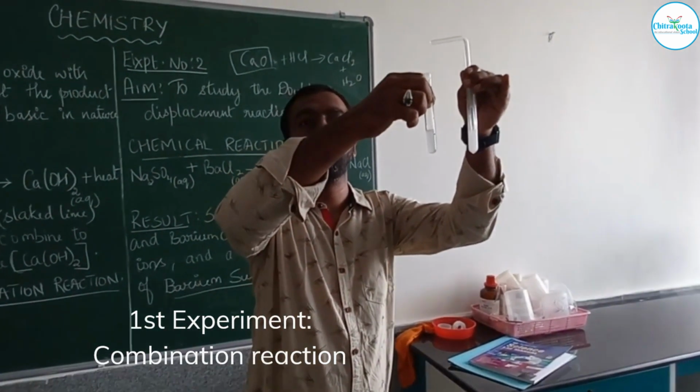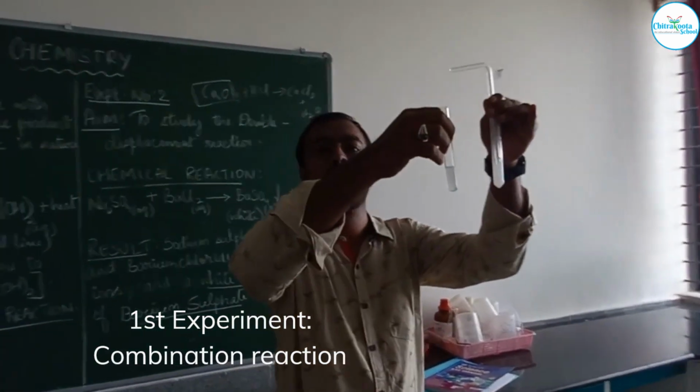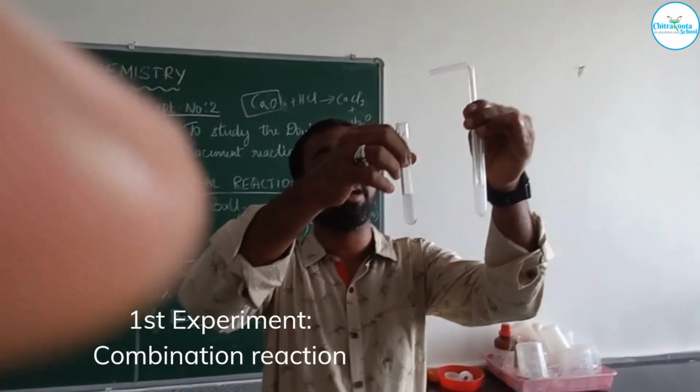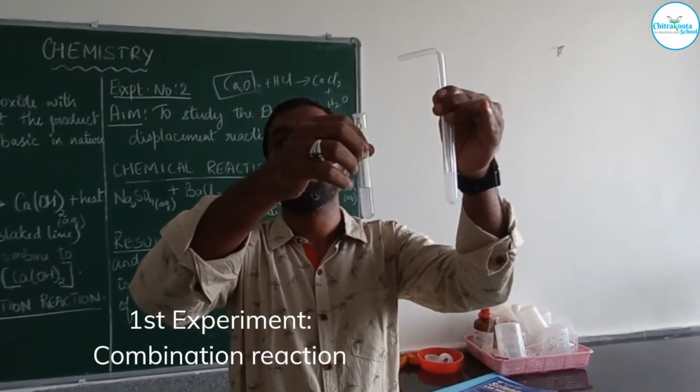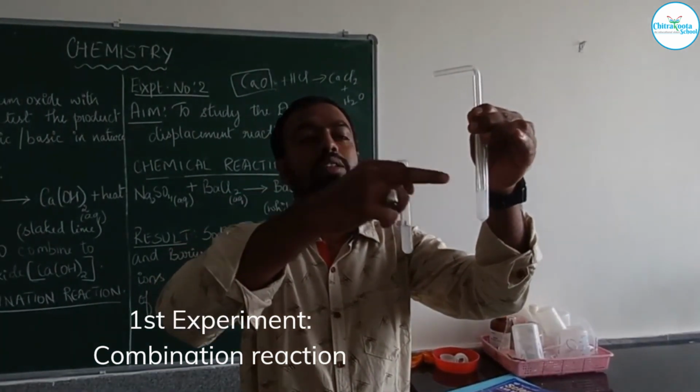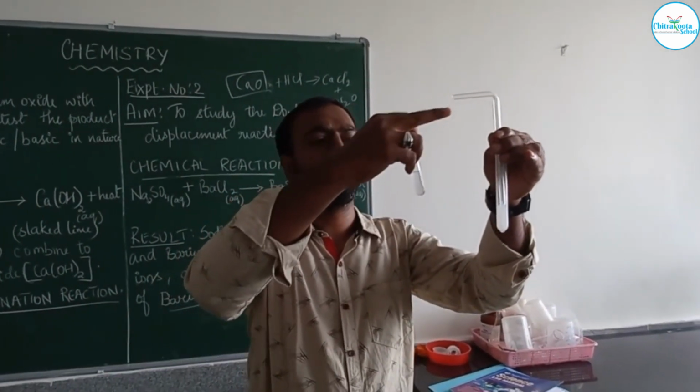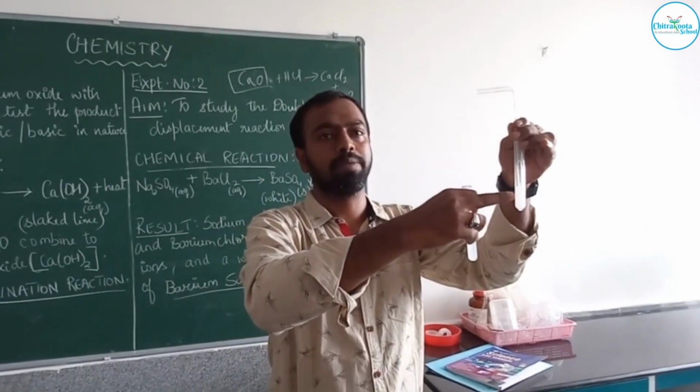I have taken the same solution. Is there a difference in this or not? Yes. It has turned milky, right? If I continue to blow, that milky nature will also disappear, right? So this experiment proves that this is slaked lime. I have blown carbon dioxide, and it has turned into calcium carbonate, right?